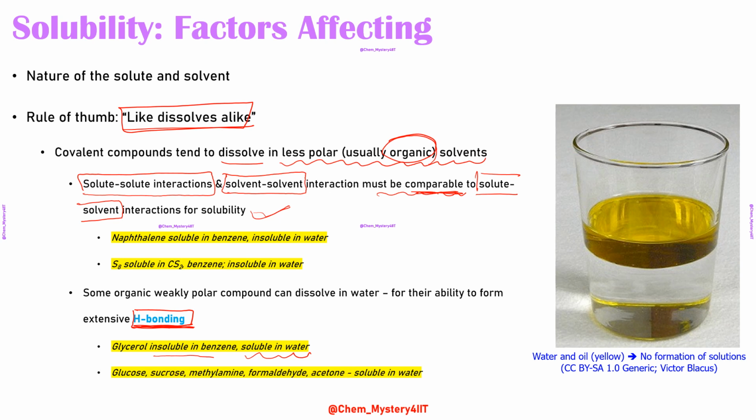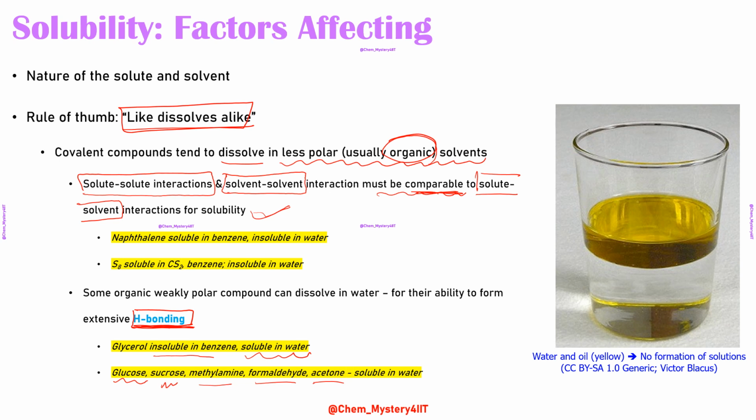Another example: there are a number of such molecules in organic chemistry which can have hydrogen bonding with water molecules, and they are known to be soluble in water. We have the examples of glucose, our table sugar, sucrose, methylamine, formaldehyde, acetone, and a number of other solvents which we might have known. We'll now move further.